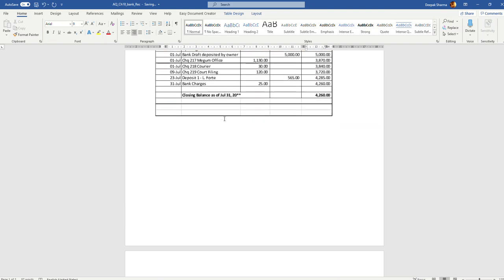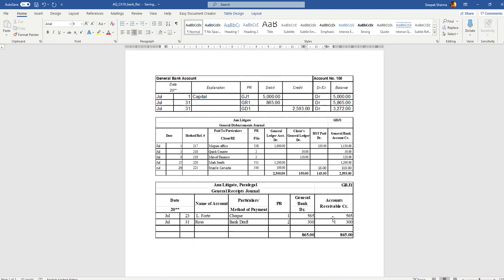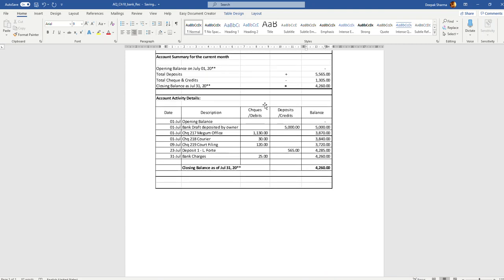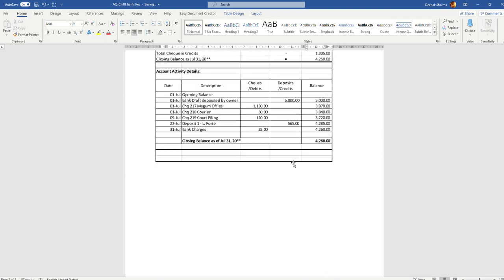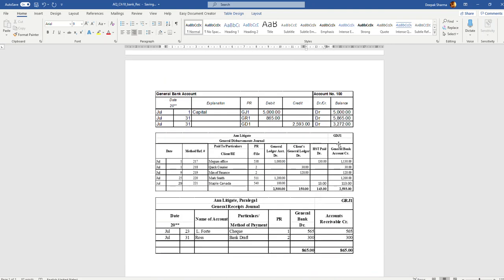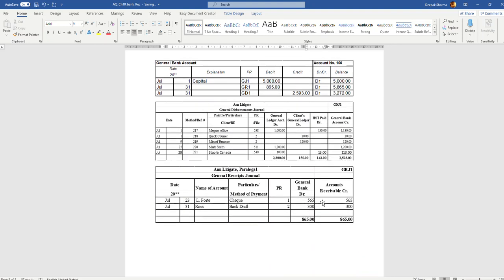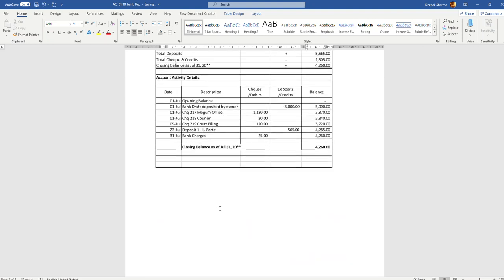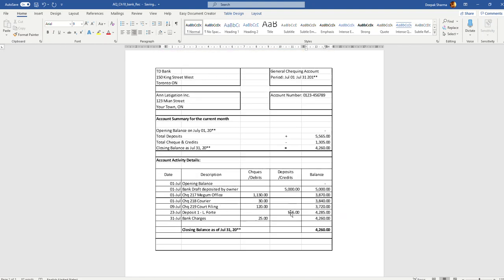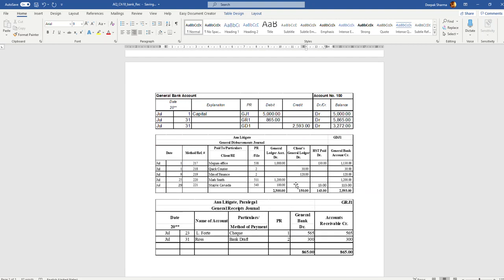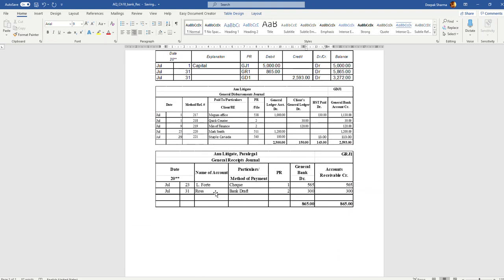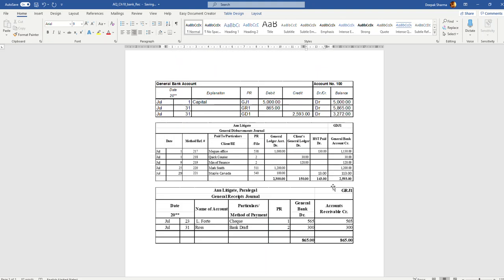Okay, the next one we're going to do is the outstanding deposits. For outstanding deposits, you're comparing your receipt journal with the deposits. I see $5,000, 565 received from Alphot, and 565 right here. So that is there. Then a bank draft was for 300.